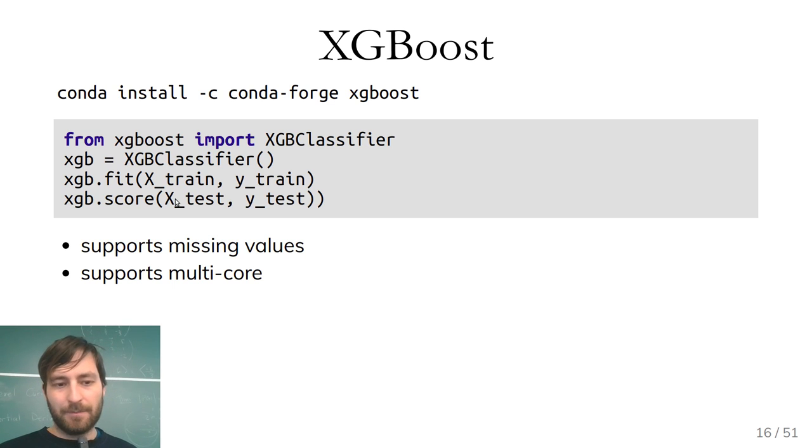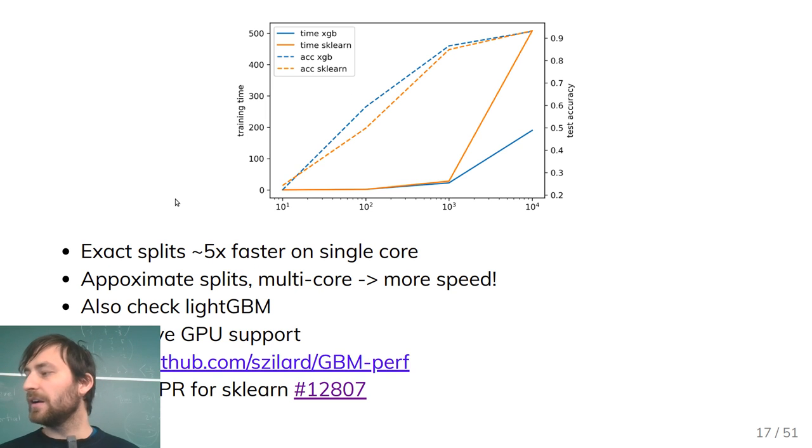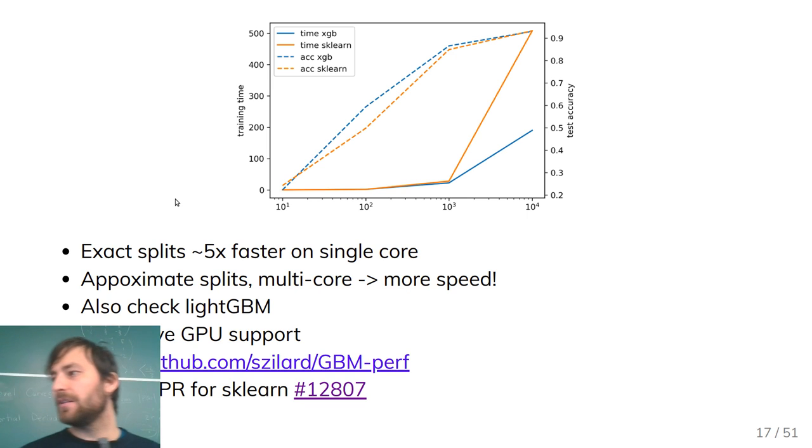Here's a bad benchmark showing time and accuracy of the scikit-learn one and the XGBoost one on, I don't even remember which data set this was. I think it was a synthetic data set. And here, this is the number of features. You can see the accuracy is quite similar, though actually XGBoost is a little bit better. For 10, 100, and 1,000 data points, they're sort of similar speed, but once you get to 10,000 data points, XGBoost is way faster.